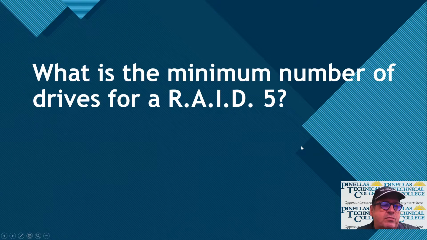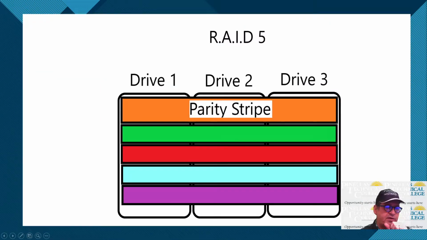Now, what's the minimum number of drives for a RAID 5? RAID 5 is striped with parity, and the minimum number of drives that you need for that is 3. It's very similar to a RAID 0 in that it stripes the data across the drives, but it also has the parity stripe up top, which gives you redundancy.